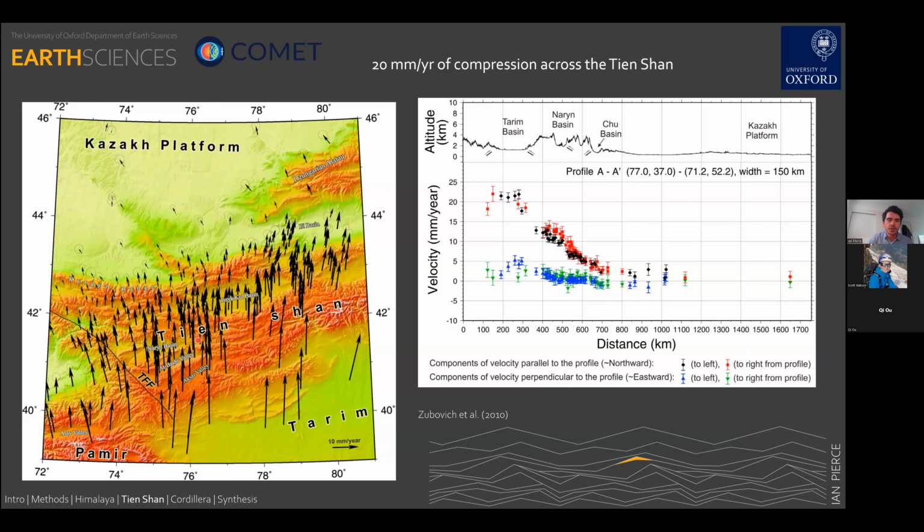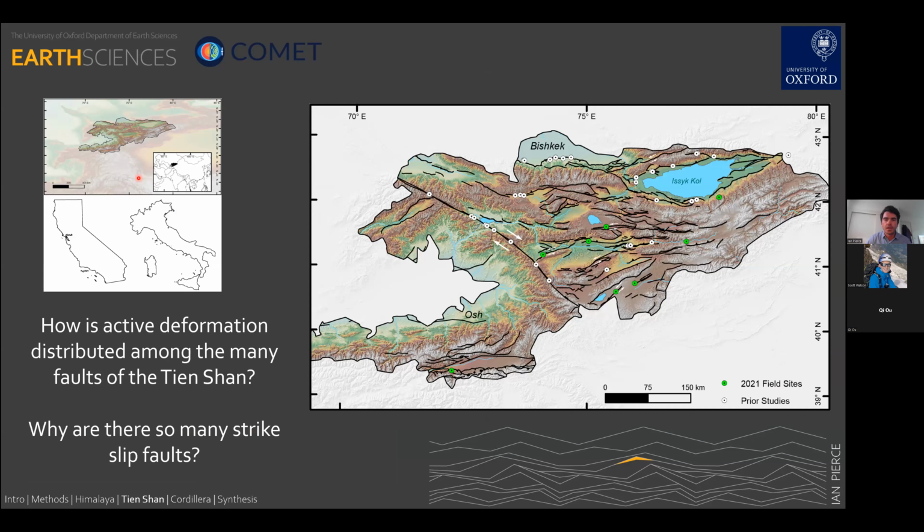Zooming into the Tien Shan, we see that approximately 20 millimeters per year of convergence is accommodated across this mountain range, from the Tarim Basin in the south to the Kazakh platform in the north. I'm going to focus on work from my last 2 summers in Kyrgyzstan.